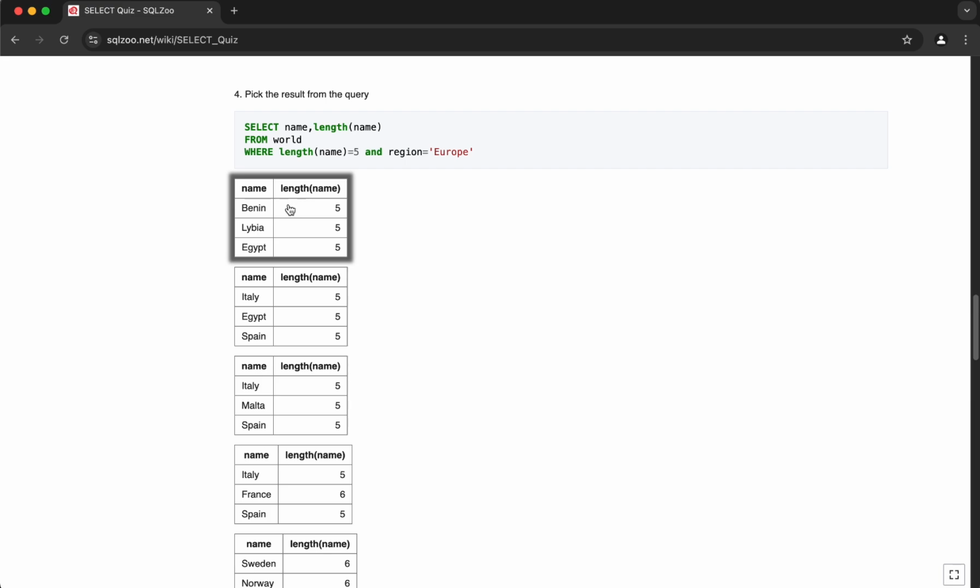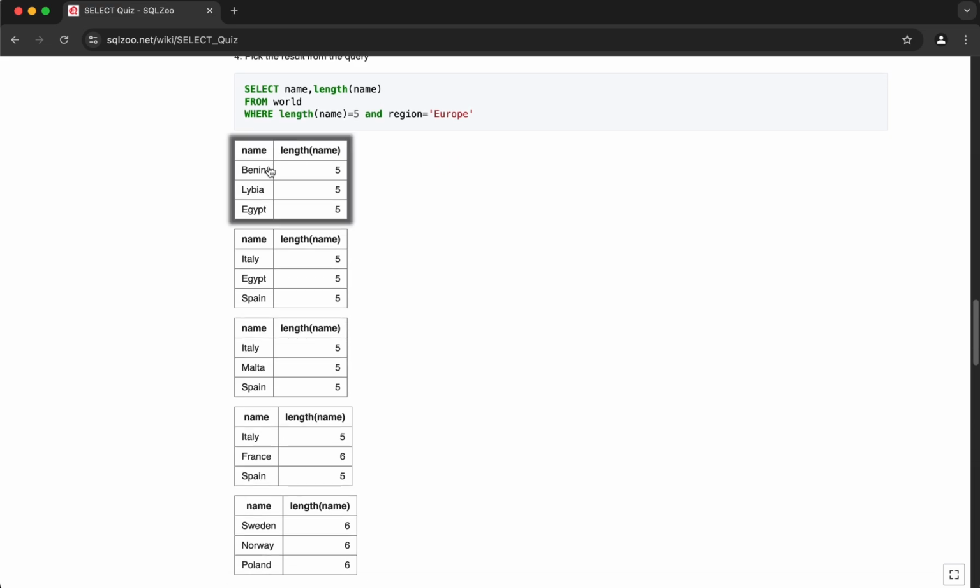So if you look at our results here, we're searching for the name column, but then also next to it we want to know how many characters are in the name from the world table. But this is where we're going to filter our results. We want the names of countries where the length of name is only 5 characters, and also it's within the region of Europe, so it has to be a European country. Well, we can come here and we can look that these countries, yes, the length of the name is 5 characters, but they're not European countries.